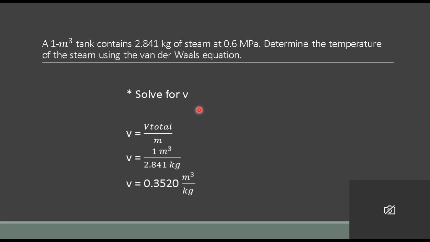And let's solve for the specific volume. You might be asking why we need to solve for the specific volume when we already have a specific volume in our property table. The answer is, in the property table, it is at the critical temperature. So the formula that we're going to use is specific volume equals total volume over mass. Plugging in the values, the specific volume is 0.3520 cubic meter per kilogram.